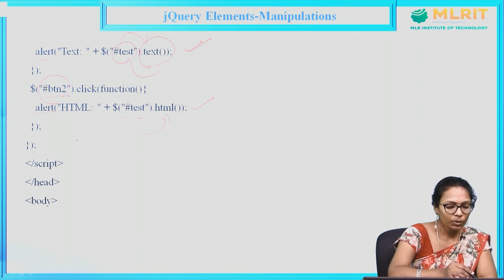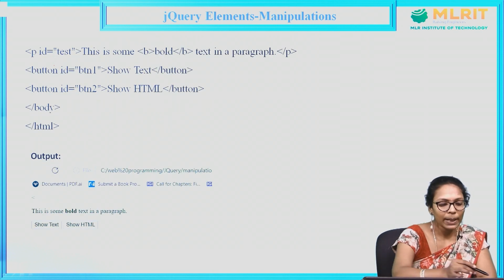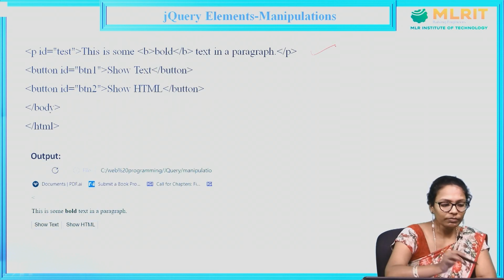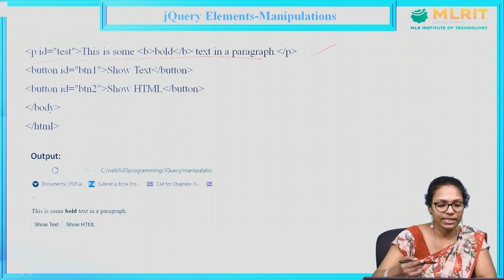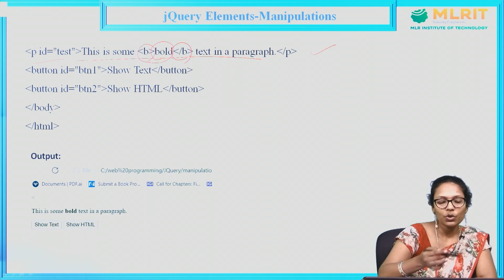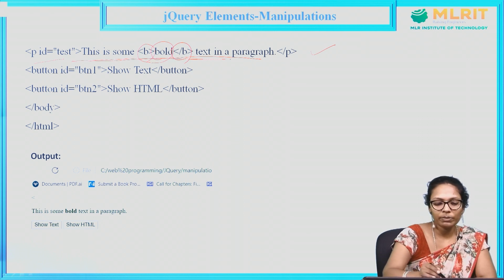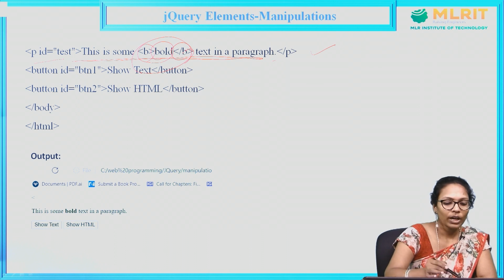That's all. I'm closing all these, and in the body section I am writing a paragraph. For this paragraph, the ID is test. This is the paragraph I am going to access. Under this paragraph I am writing: this is some bold text in a paragraph. But for this bold, again I have some HTML content here. Whatever text you write, you have some text, but in that text again you have some HTML content.